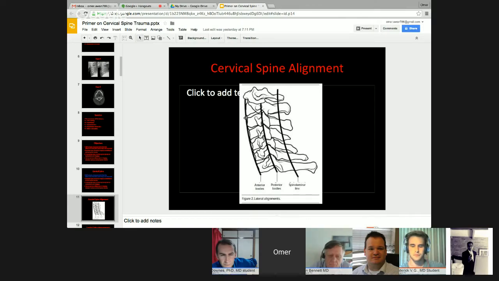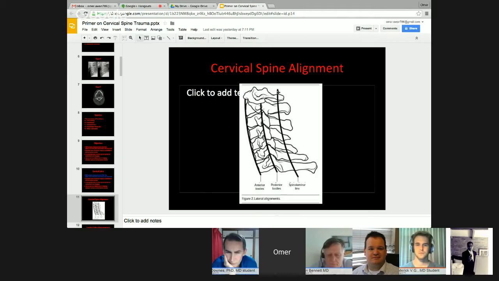If there's any deviation or any break in that line, then an injury to the cervical spine has occurred. There's a line along the posterior bodies that corresponds to the posterior longitudinal ligament that should also resemble a pretty straight line. If there's any disruption of this line, then a cervical spine injury has occurred.